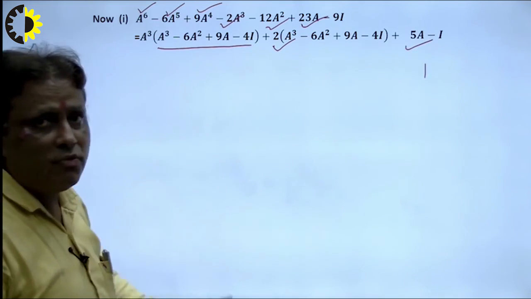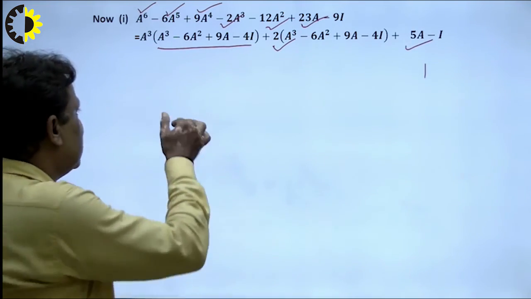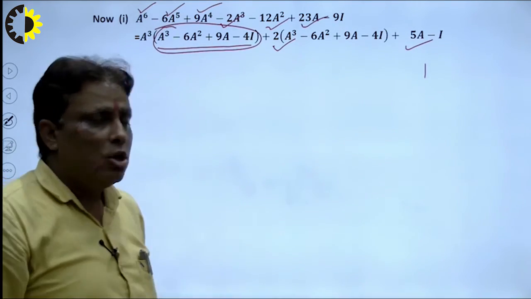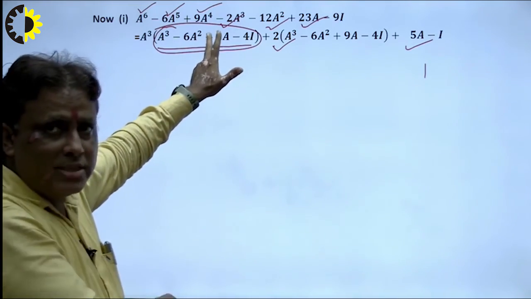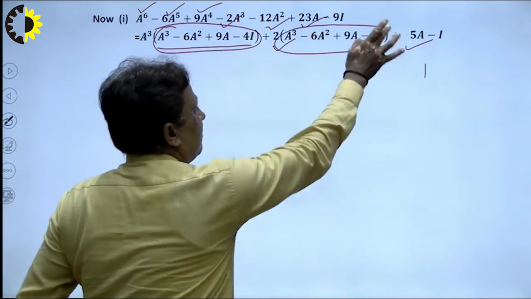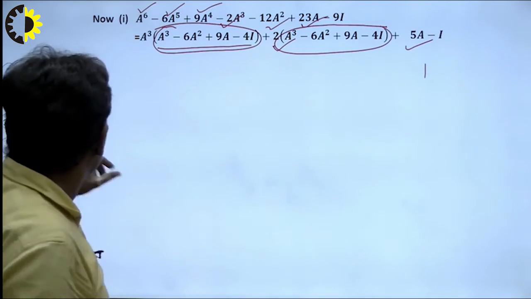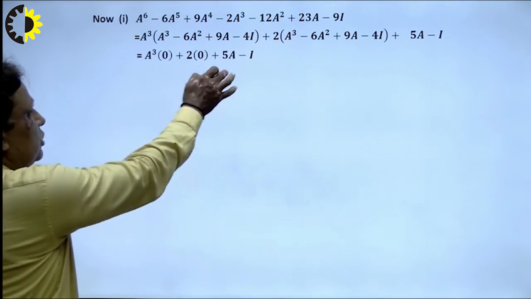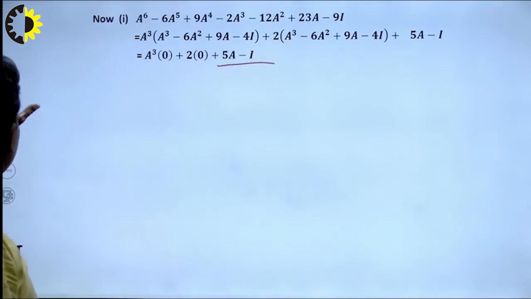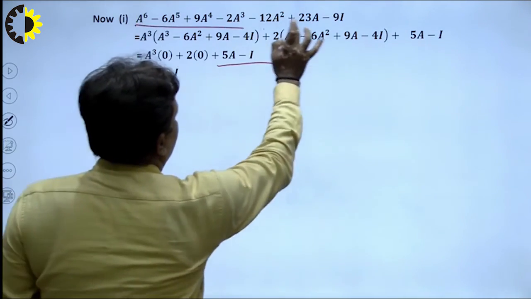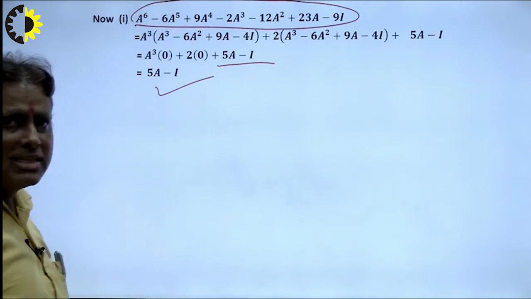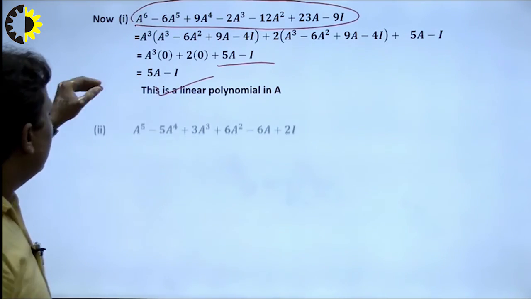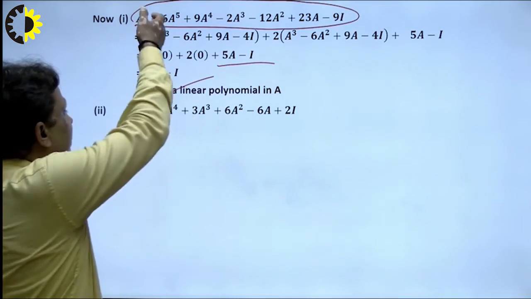So in this way we use the characteristic equation. With the help of the characteristic equation we reduce our given expression. The value of this will be 0, I proved it just now. The value of this will also be 0. So what will be the remaining terms? The remaining terms will be 5A minus I. So the value of this whole expression will be 5A minus I, and I know the value of A and the value of I. By putting in the values of A and I, we get the value of this.